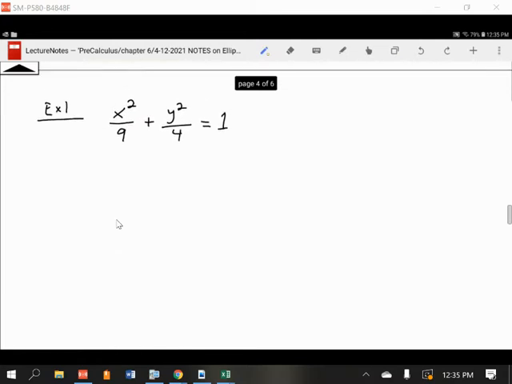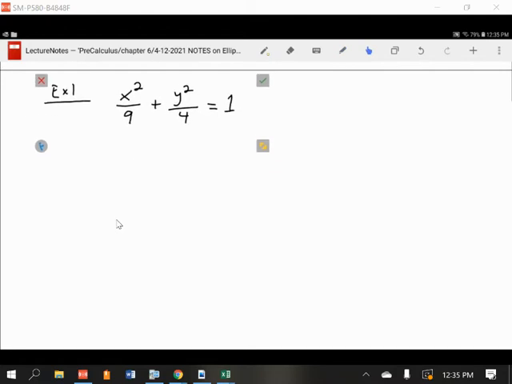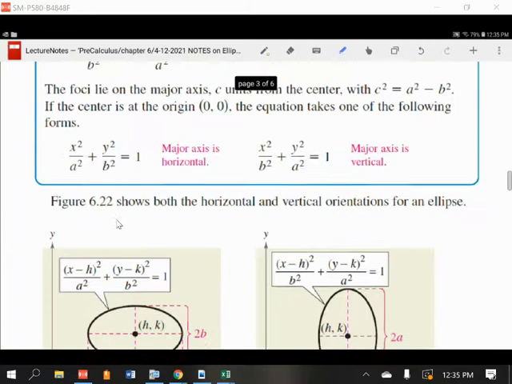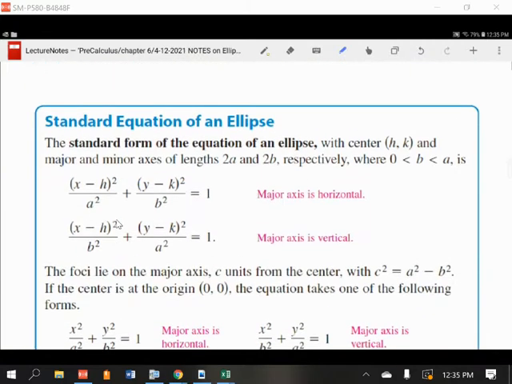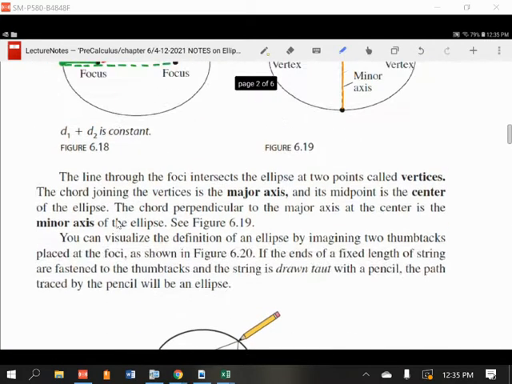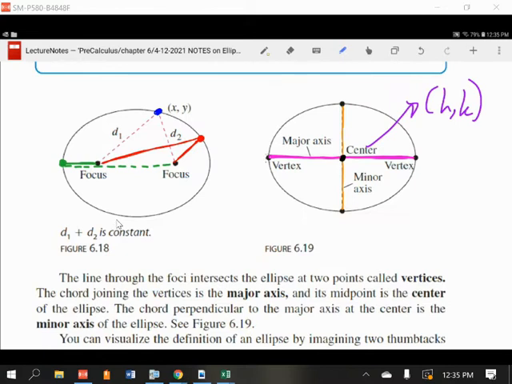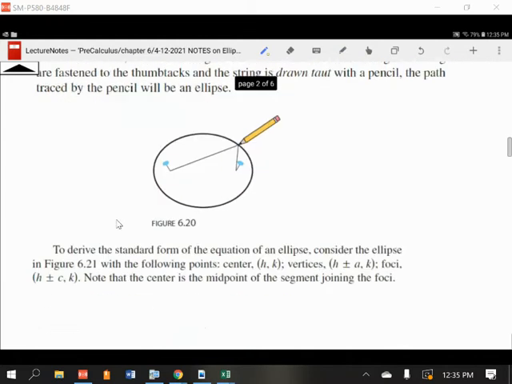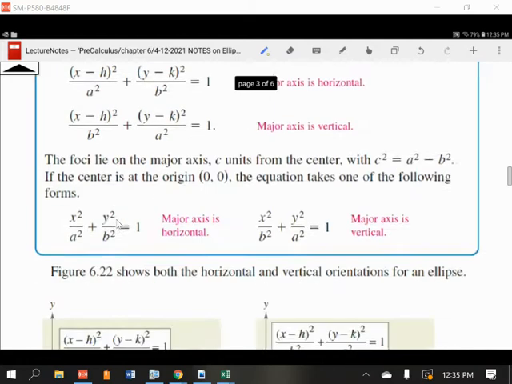They ask you for the center, the foci, and then the vertices. Did it mention the vertices? I don't think it mentioned vertices up here. Maybe it did. The vertices are the end points of the major axis. So how do you get the vertices? They are the end points of the major axis, so the vertices are a units away from the center.